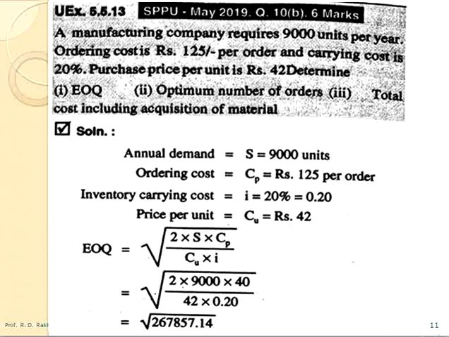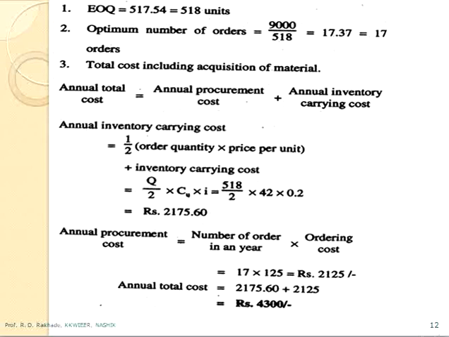Purchase price per unit, that is CU, price per unit 42 rupees. Determine, same question, EOQ, optimum number of orders, total cost including acquisition of material. First, to determine EOQ, the formula remains the same. We have demand, procurement cost of order, then unit price and inventory carrying cost. After putting all values, we get EOQ as 518 units.